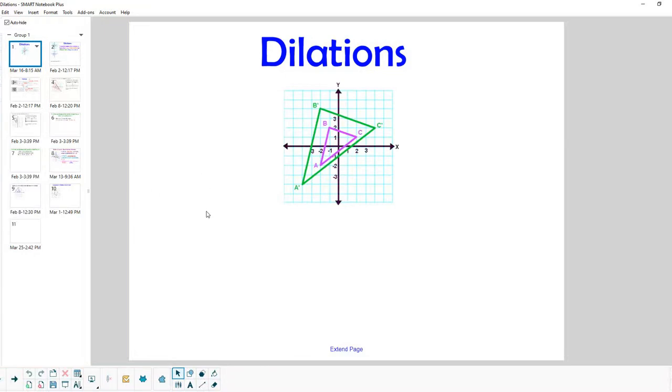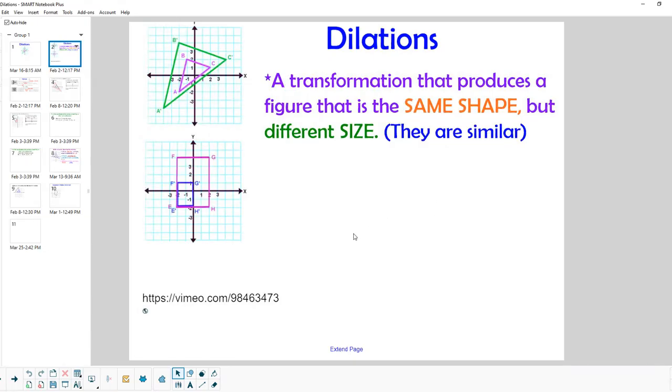Okay, we got one more type of transformation to talk about, and that is dilations, which basically means taking an original figure and either expanding it, making it larger, or shrinking it and making it smaller in proportional amounts. So what do we mean by a dilation? A dilation is a transformation that produces a figure that is the same shape but different in size, and they are similar, meaning that the figure, whether it be smaller or larger, differs by the same amount. Like maybe it's twice as big or half as big, that kind of thing.